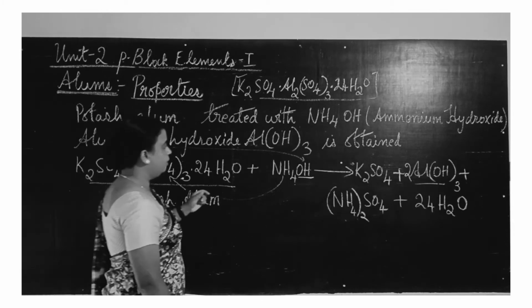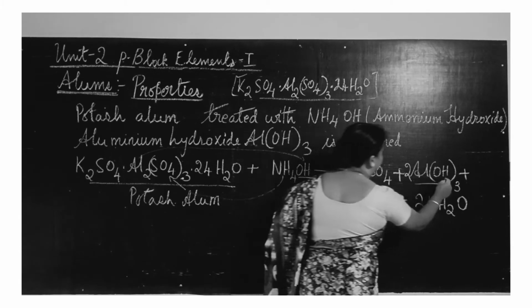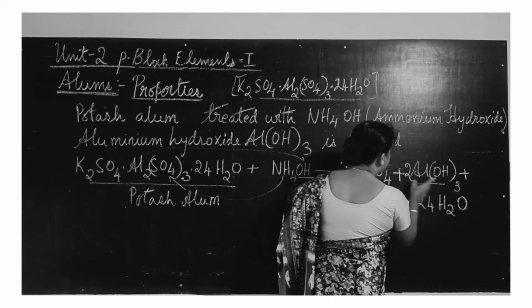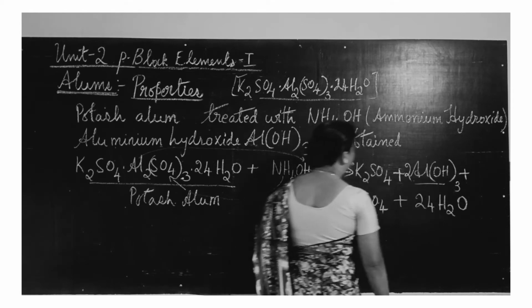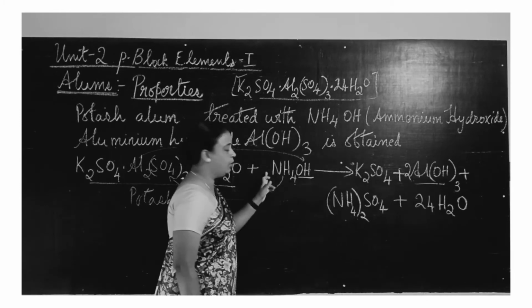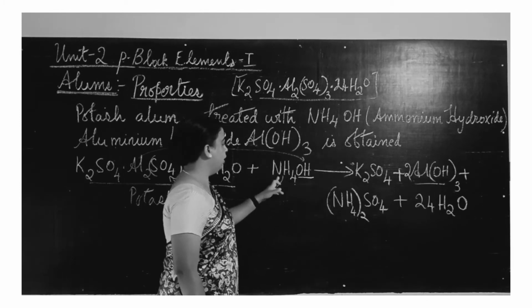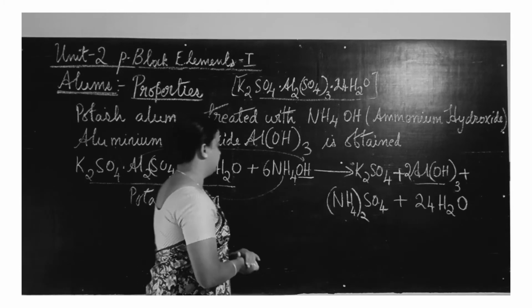Now when aluminium is balanced, how many hydroxyl groups are there? 6 hydroxyl groups are there. 2 into 3, 6 OH. Whereas here only 1 OH. So what will I do? I will put 6 here. So 6 OH, now that is also balanced.